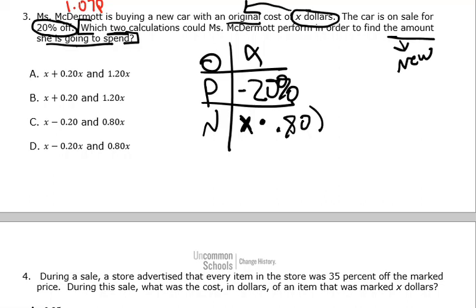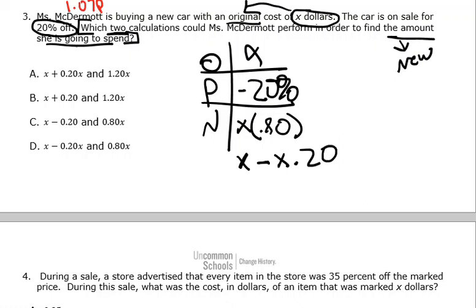I could also do, erase that, let's write it a little bit neater. So I could do X times 80%. I could also do X minus X times 20%. These two could give me a right answer. There's probably more, but let's go look over here and start our process of elimination.